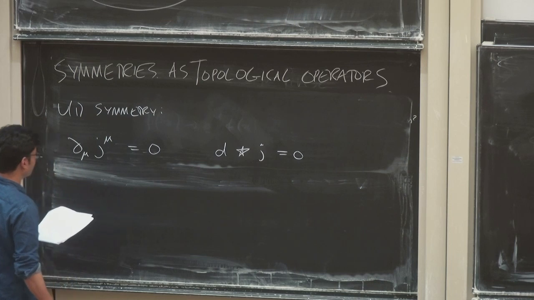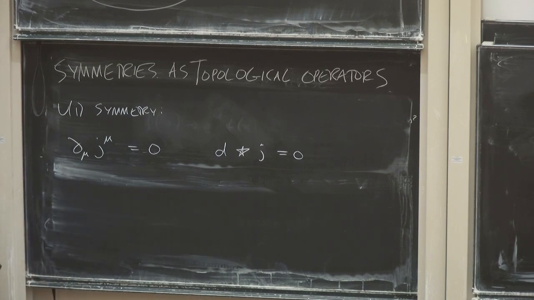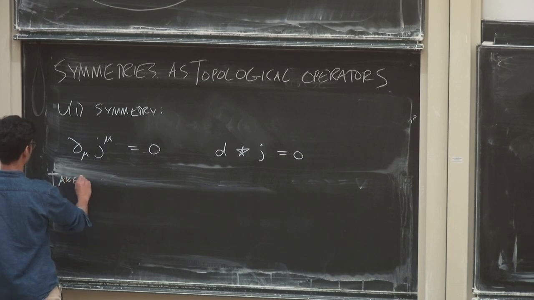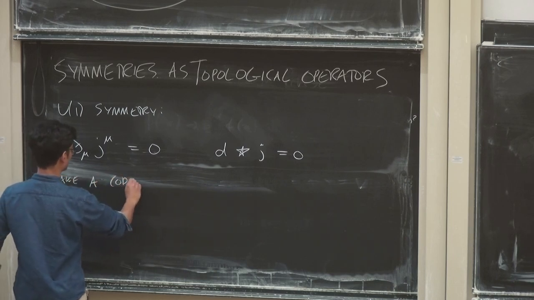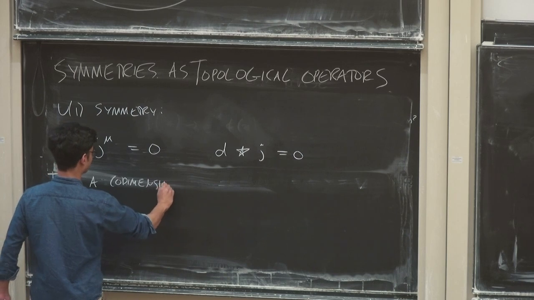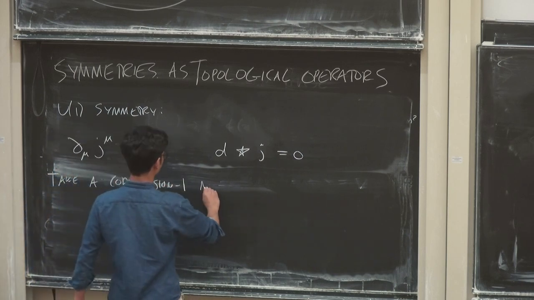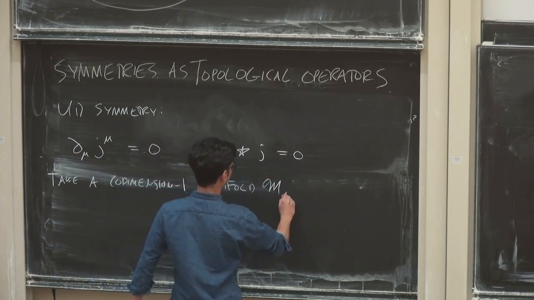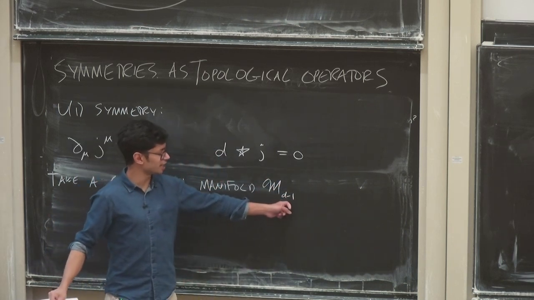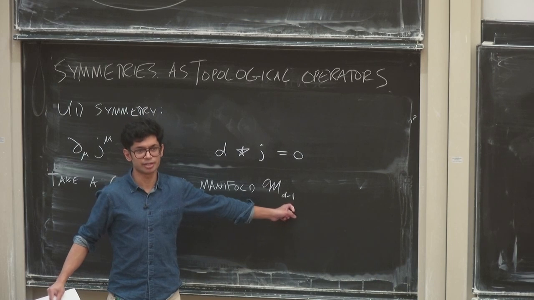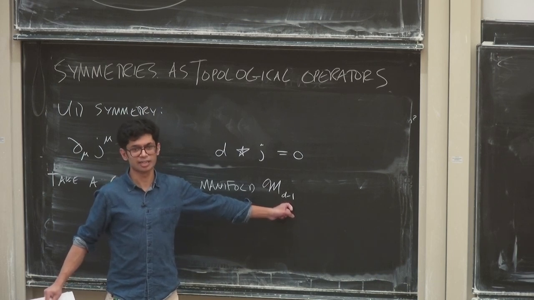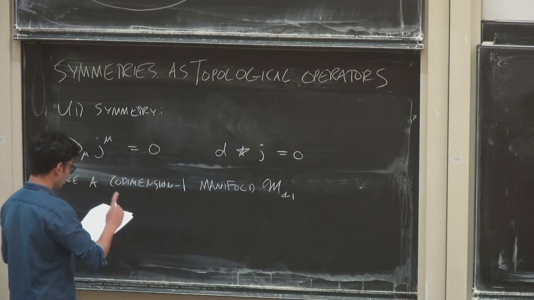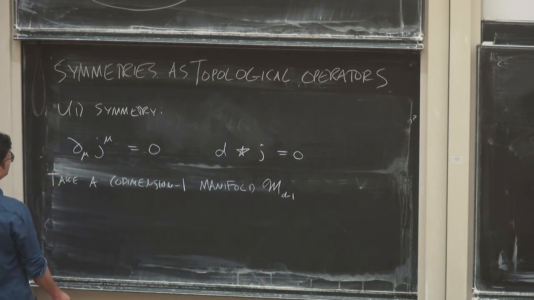Okay. Now, I want you to consider the following operation. Take a codimension 1 manifold. Codimension 1 means that it has dimension 1 less than my ambient space. So take a codimension 1 manifold, M sub d minus 1. I'm going to try to indicate the dimension of the manifold with d minus 1. We're going to start changing this in various ways. If ever it's not clear, please just ask me what the dimensionality is. It's going to be important. And I want you to consider the following integral.